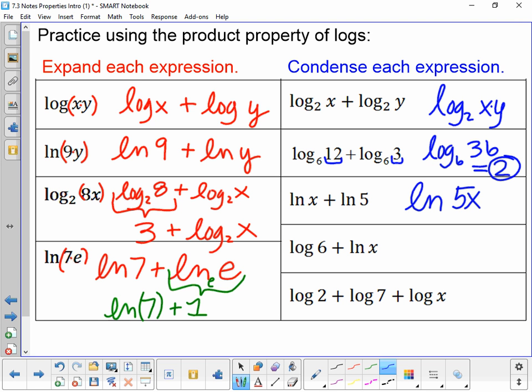Next one down, log of 6 plus natural log of x. Here's our trick question of the day. We can't condense this because they are two different bases. Log is base 10 and ln, natural log, is base e. So because these are different bases, we can't condense.